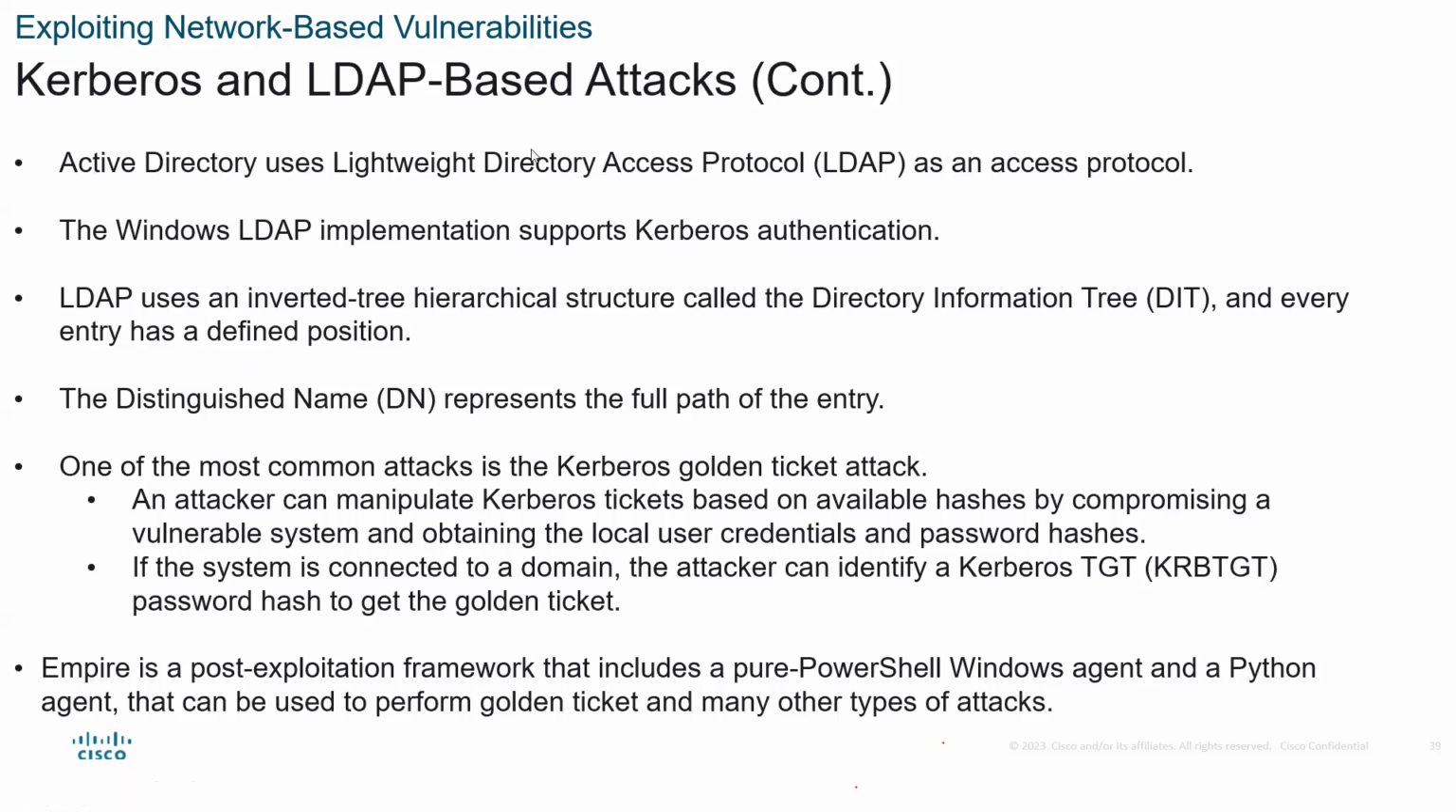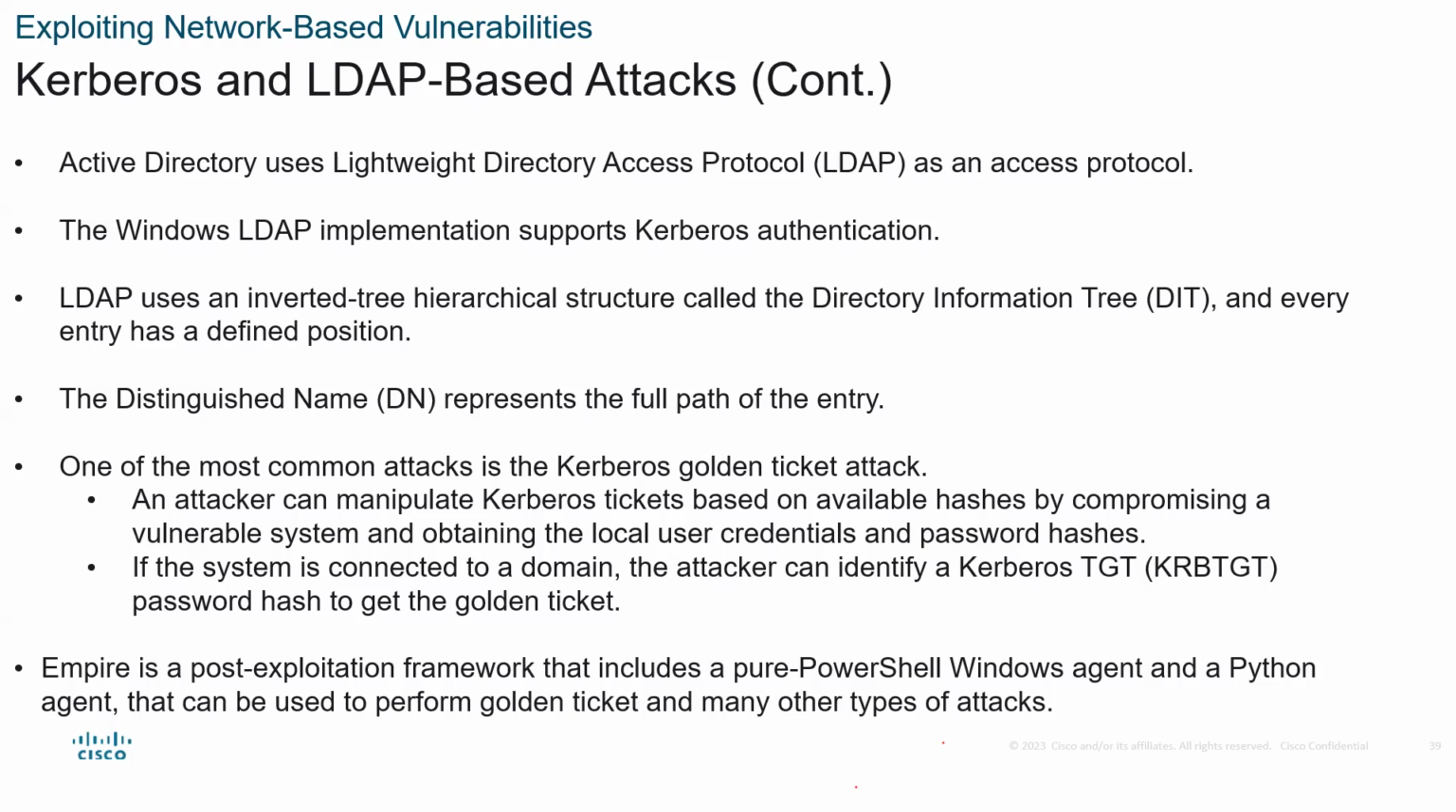So Active Directory uses Lightweight Directory Access Protocol as an access protocol. So typically it's lightweight, right? And Windows LDAP implementation supports Kerberos authentication. LDAP uses an inverted tree hierarchical structure called the directory information tree, and every entry has a defined position. The distinguished name represents the full path of the entry. One of the most common attacks in Kerberos is the golden ticket attack, right? What that means is, if you have a golden ticket, it means that you are good to go.